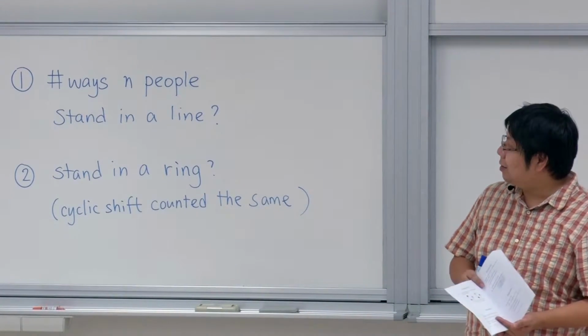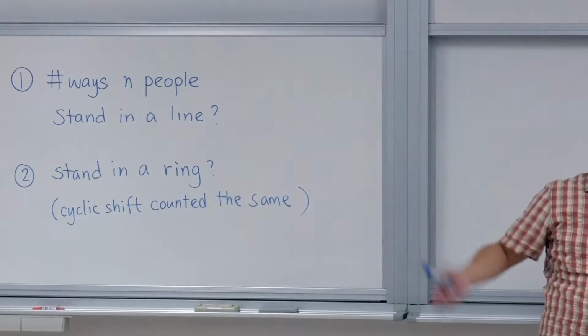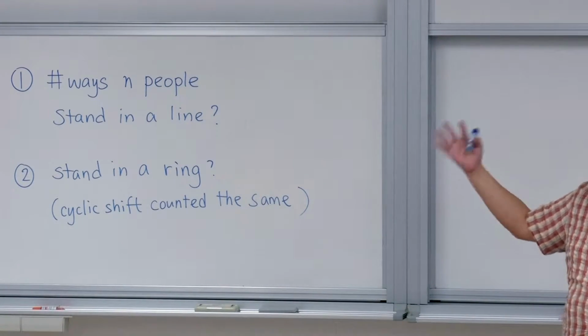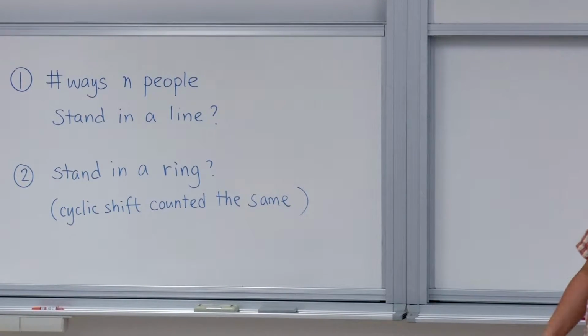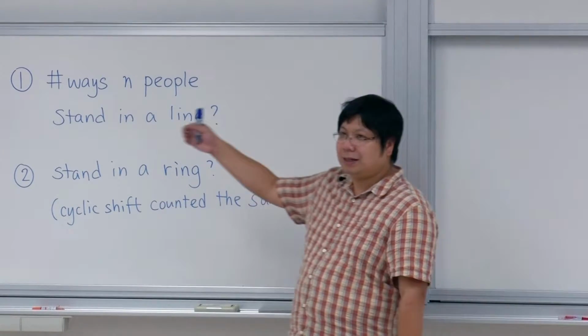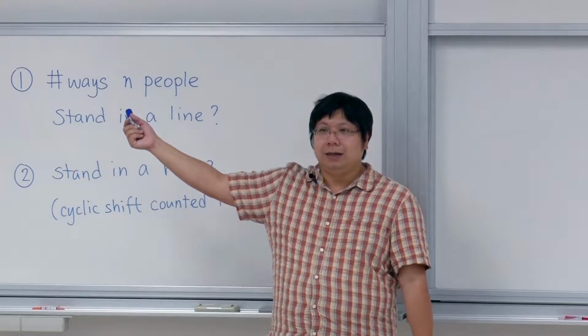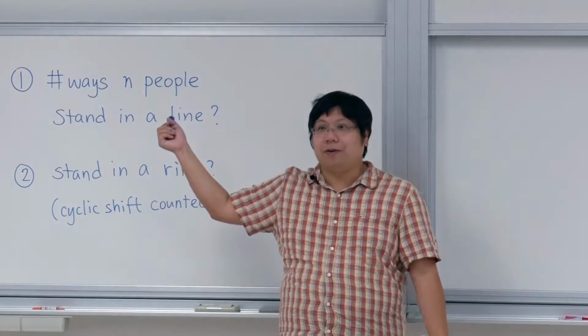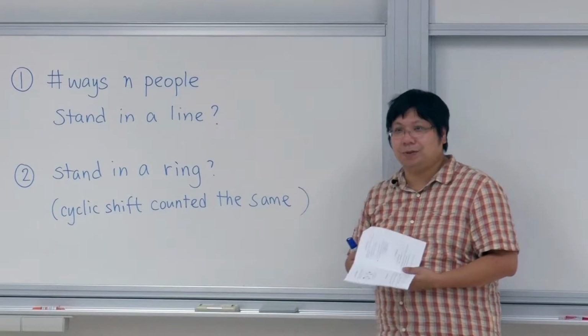If you are familiar with permutation, this is just n factorial. You have n people, you want to select n people, and then make an arrangement. Or you can think of it as there are n ways to choose the first person, and then n minus 1 ways to choose the second one, and so on and so forth. Then this is a simple rule of product, and we get n factorial.